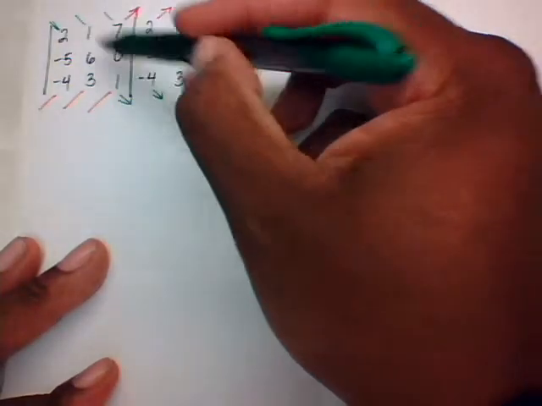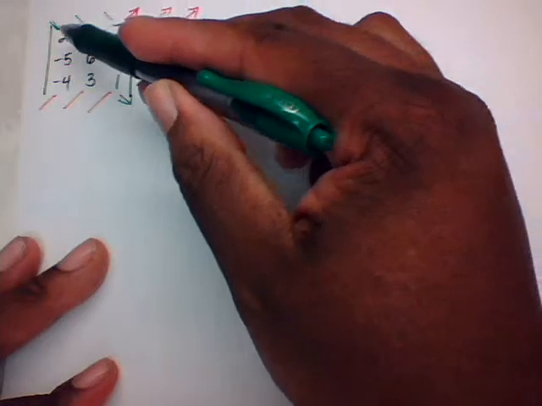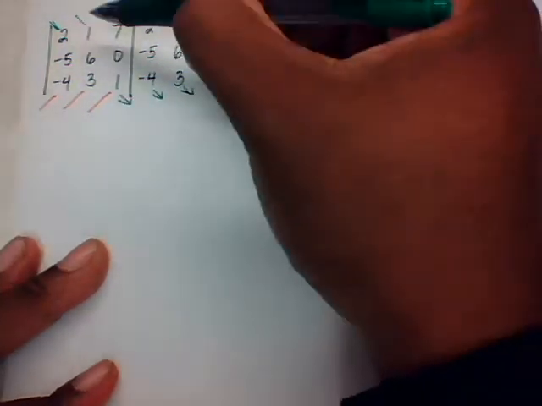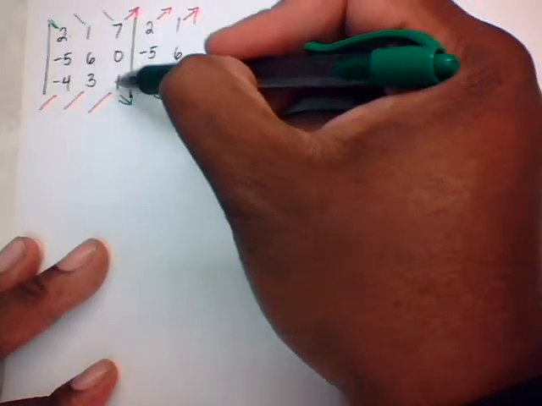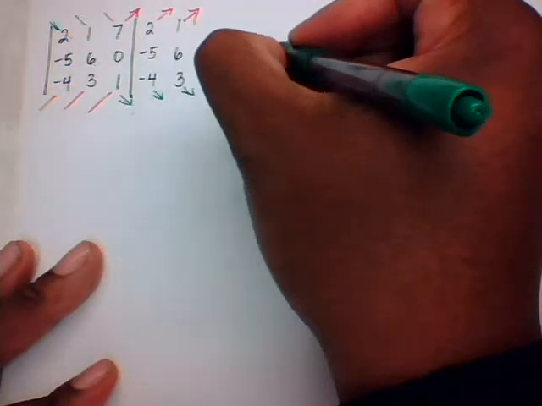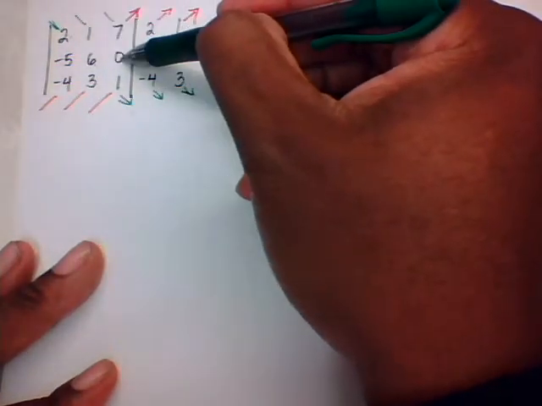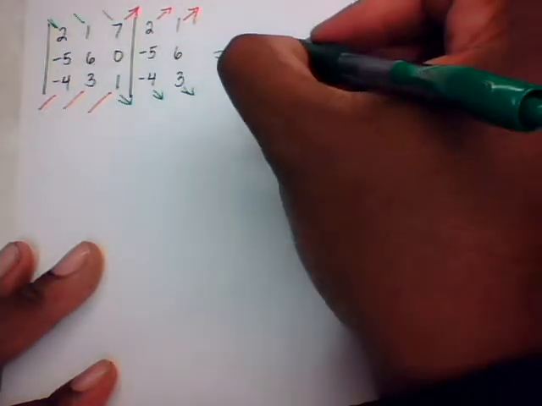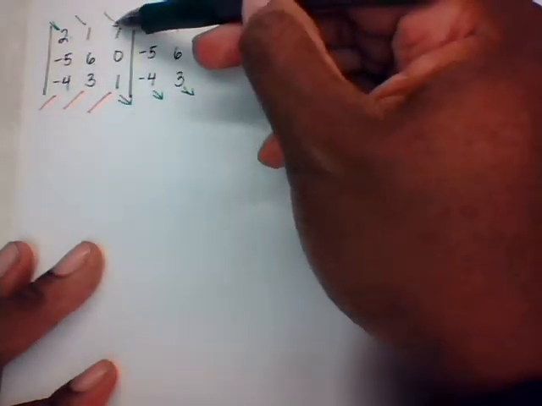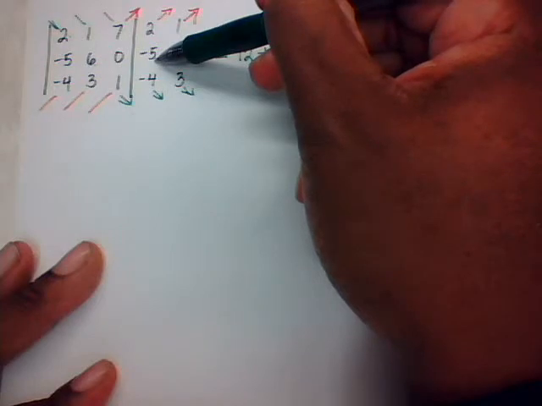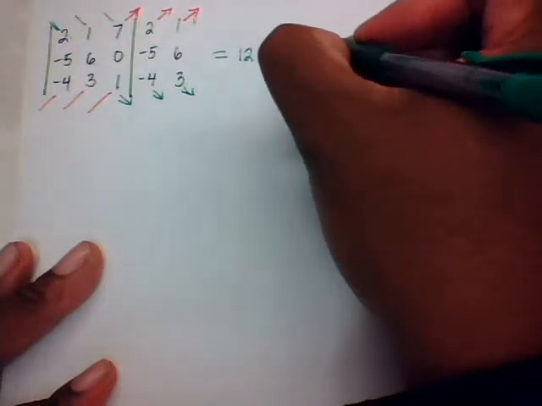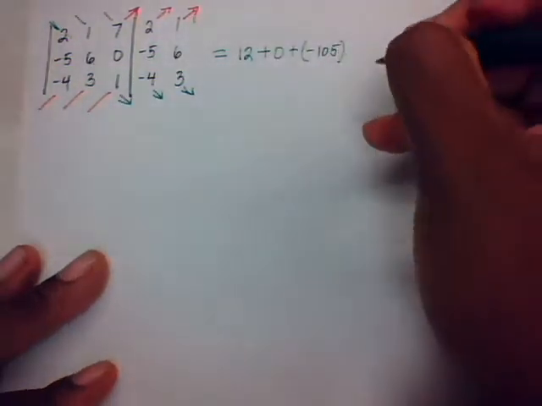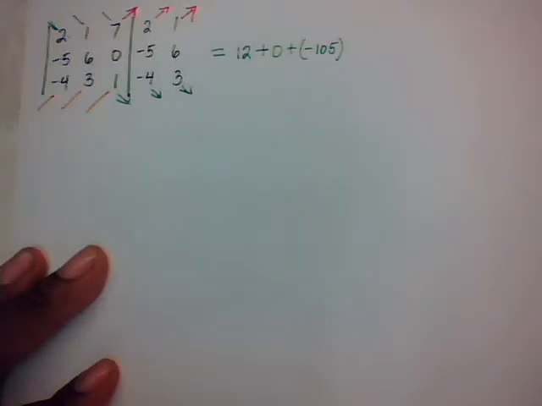Let's start with these diagonals going from the upper left to lower right. 2 times 6 times 1: 2 times 6 is 12, times 1 is 12. Plus 1 times 0 is 0, and 0 times negative 4 is 0. And then 7 times negative 5 is negative 35, and negative 35 times 3 will be a plus negative 105. Okay, now we're going to subtract.